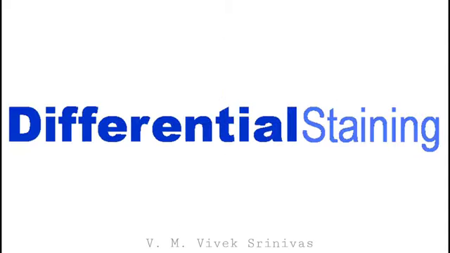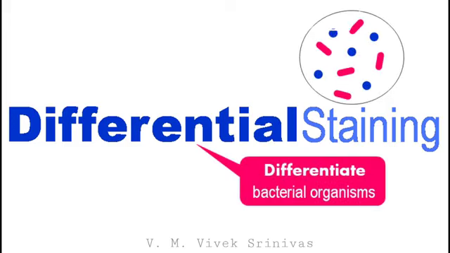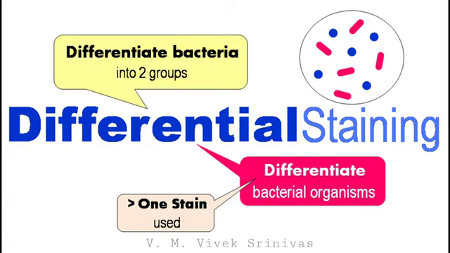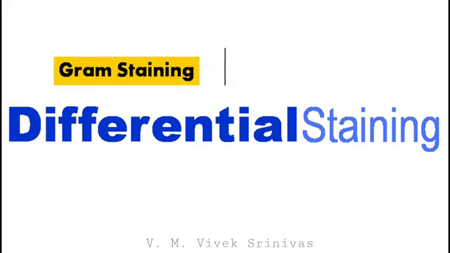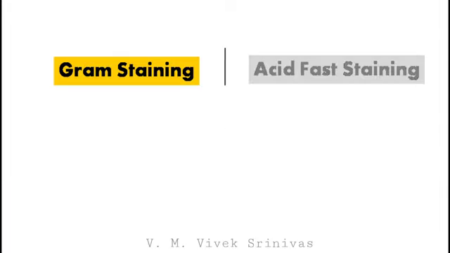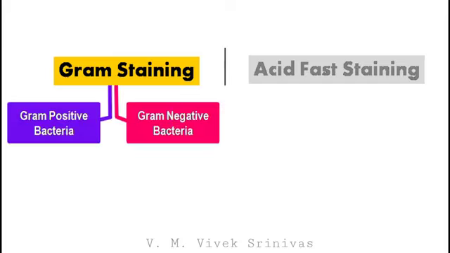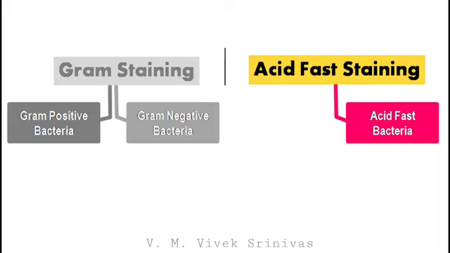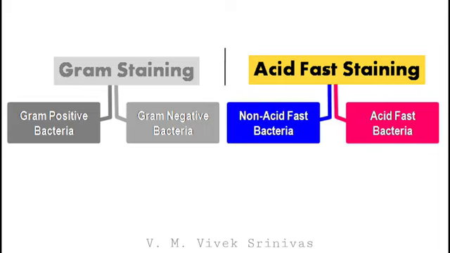Next, the differential bacterial staining technique. This is used to differentiate the bacterial organisms. Here, more than one stain is used. This technique is used to differentiate and classify the bacterial organisms into 2 groups. The gram staining and the acid-fast staining are the differential bacterial staining techniques. The gram staining differentiates the bacteria into the gram-positive and the gram-negative bacteria. Next, the acid-fast staining, which differentiates the bacteria into the acid-fast and the non-acid-fast bacteria.